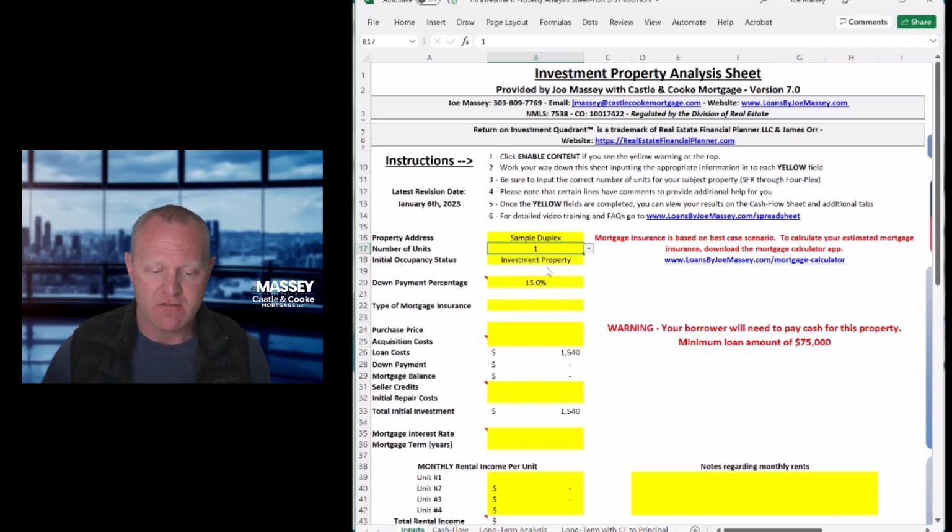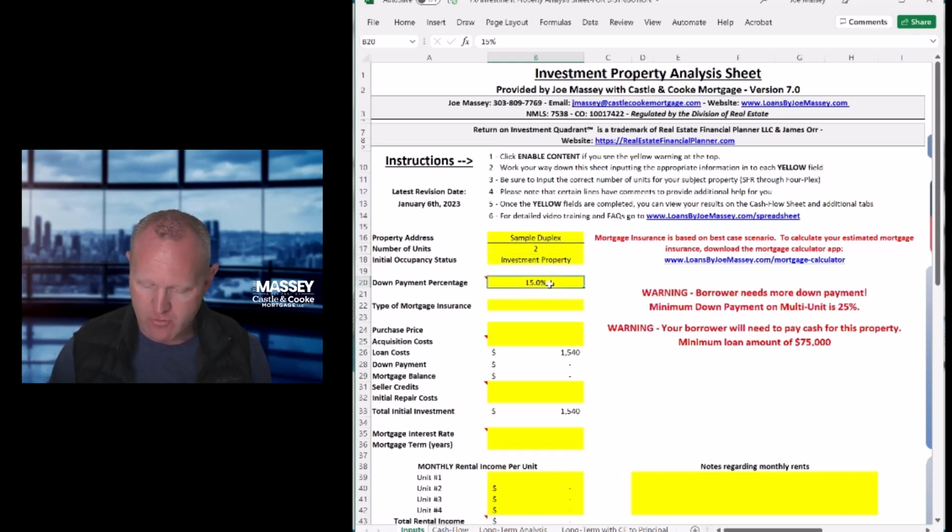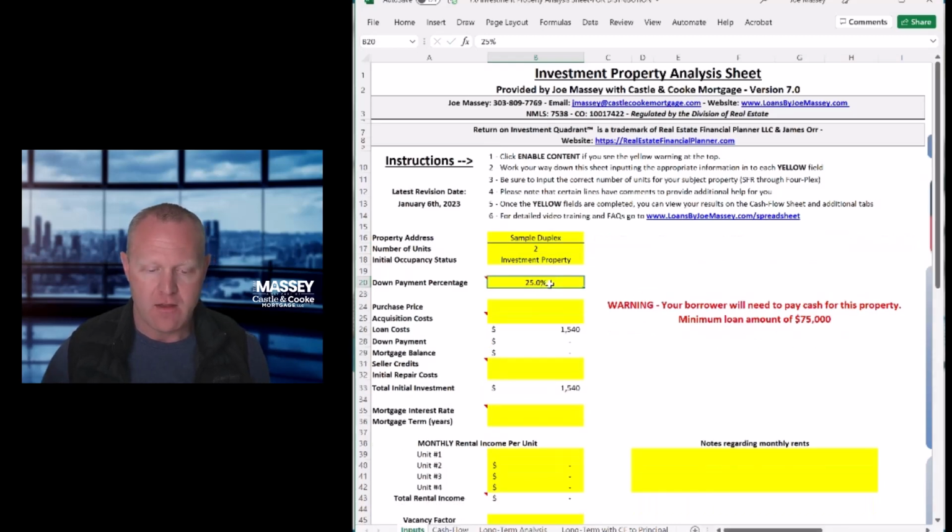All right, but in this case, this is a duplex. And so it says, hey, we've got to put down more money. All right, we've got to put down at least 25%. And now there's no questions about mortgage insurance because we're putting down at least that 25%.